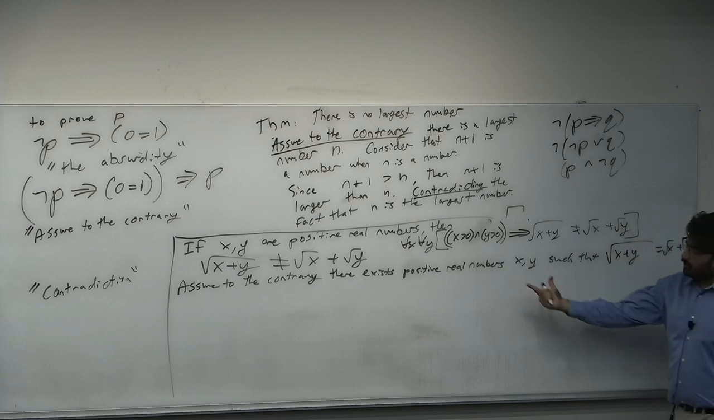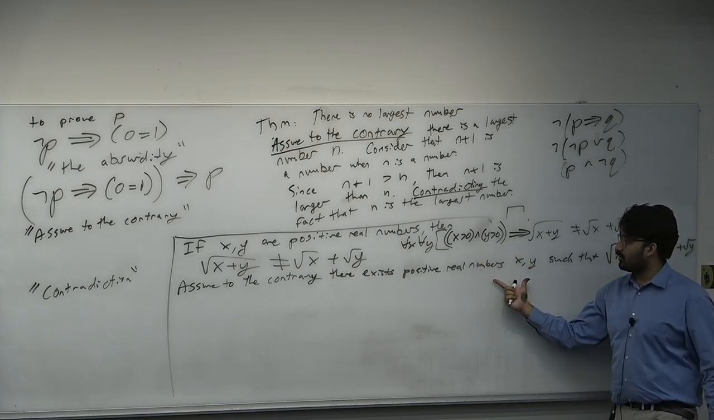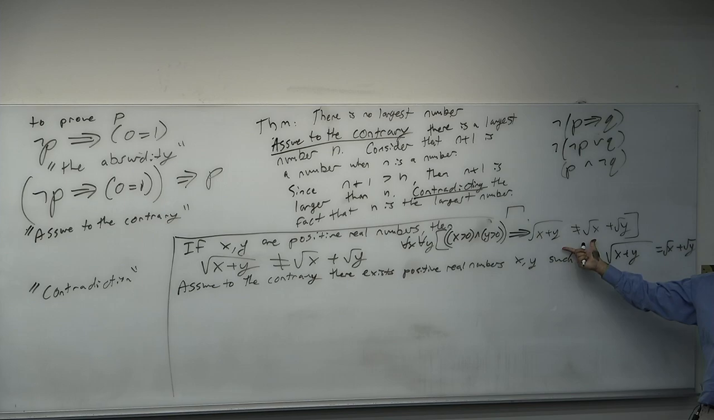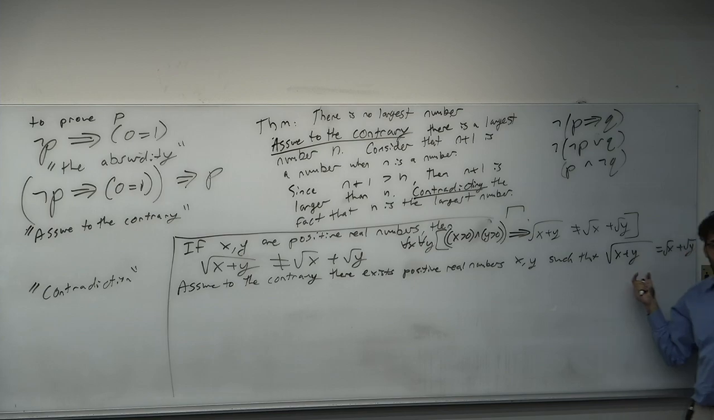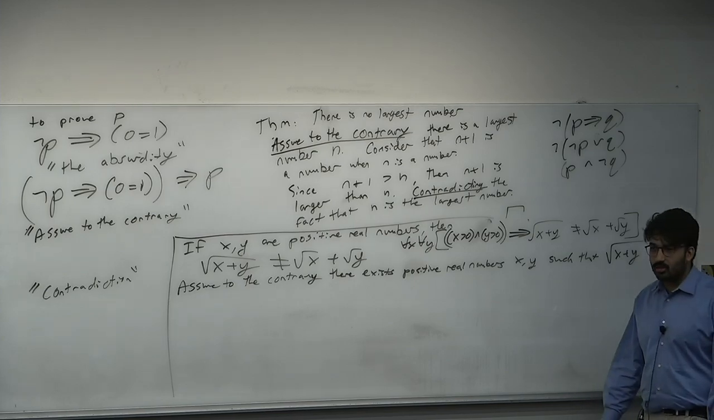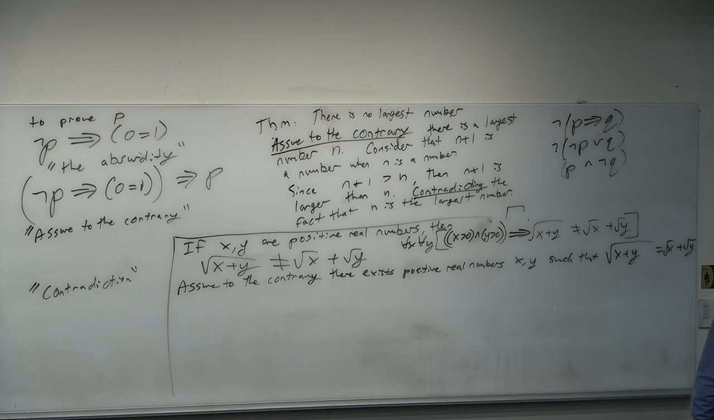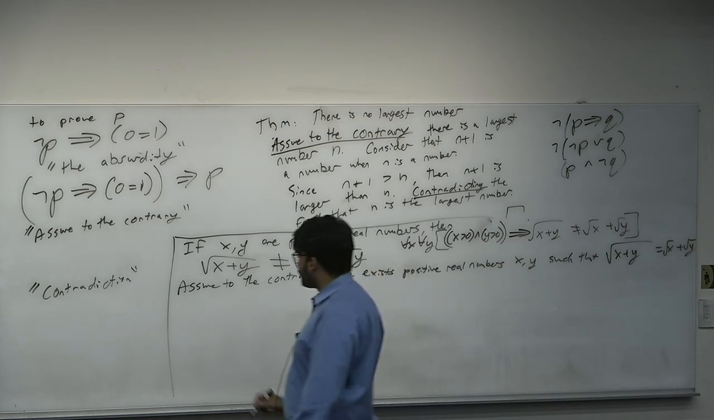So here, this is our P: x and y are positive reals. But the negation of Q here is that the square root of x plus y is equal to square root of x plus square root of y, right? We're doing P and not Q. So assume to the contrary that x and y exist. Simply from here, we proceed with arithmetic.